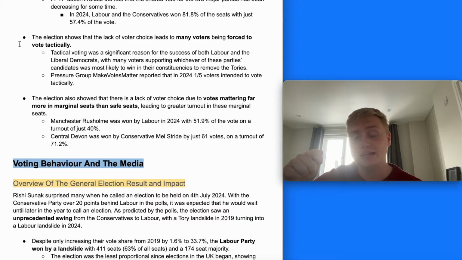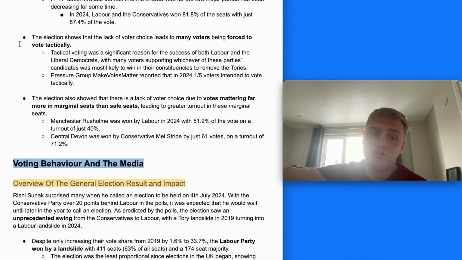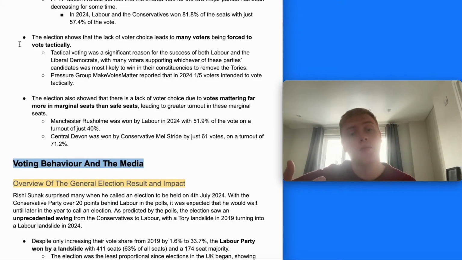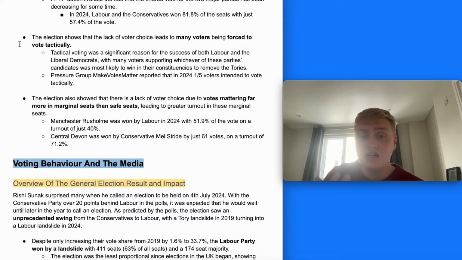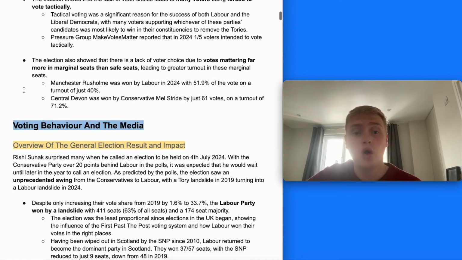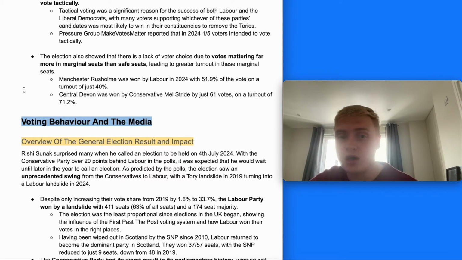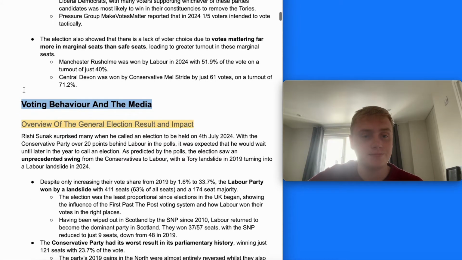And finally, the election also showed that there's a lack of voter choice due to votes mattering far more in marginal seats than in safe seats, leading to a greater turnout in these marginal seats. So Manchester Rusholme was won by Labour with 51.9% of the vote on a turnout of just 40%, because it was a clear safe seat for Labour, whereas Central Devon was a really marginal seat, and that saw a lot more people turning out to vote, with Conservative Mel Stride holding on by just 61 votes.